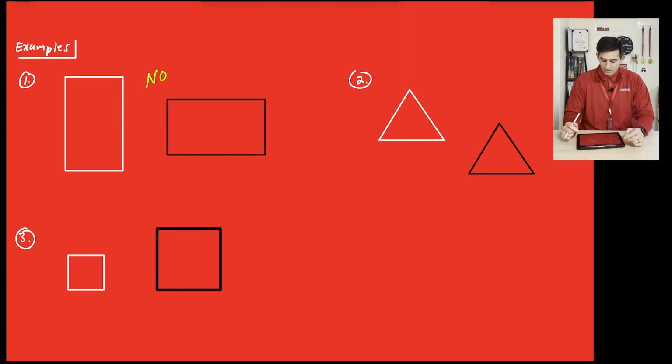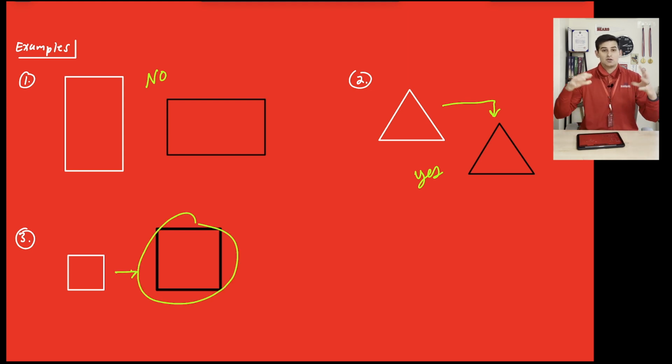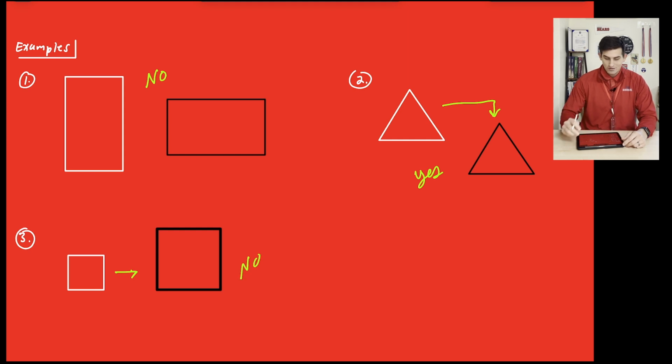All right, but look at number 2. We have 2 triangles. It looks like we moved a little bit to the right and a little bit down, but the size is the same and the orientation is the same. This one looks good. That one is a translation. For number 3, the orientation is the same and we just slid it to the right, but notice how the black shape is much larger. The size actually changed, so this is not a translation.